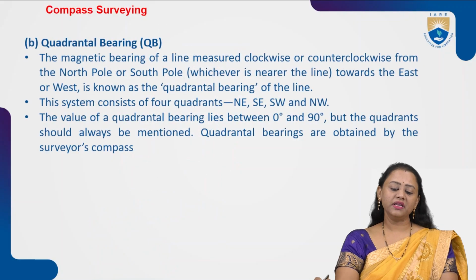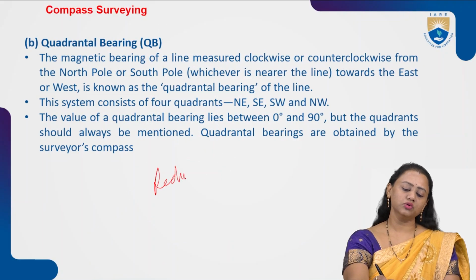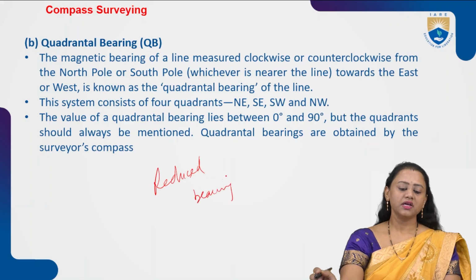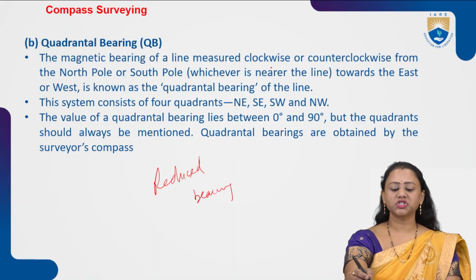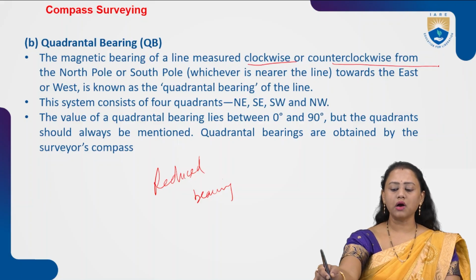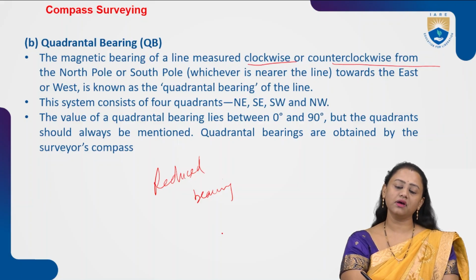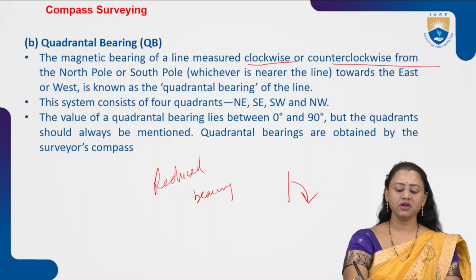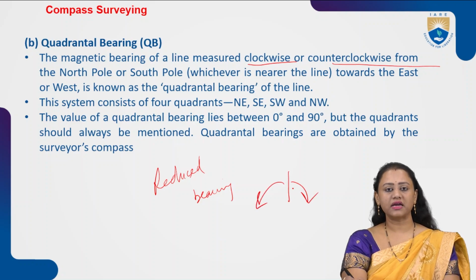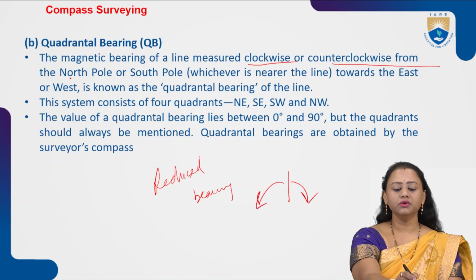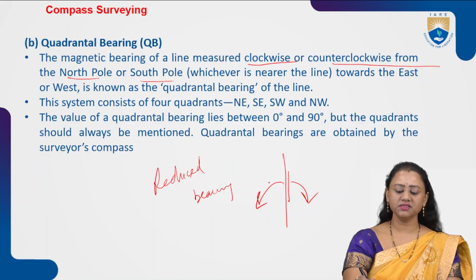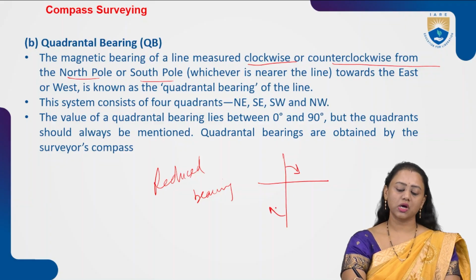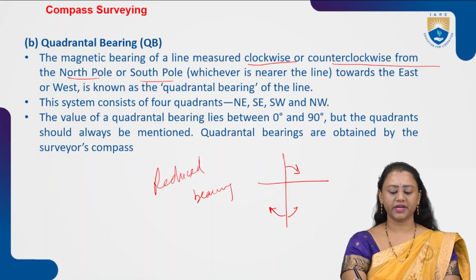So quadrantal bearing is also known as reduced bearing. The magnetic bearing of a line is measured clockwise or counterclockwise. So in this method, we can measure clockwise or counterclockwise, from the North Pole or the South Pole. That means you can measure from the North Pole as well as from the South Pole, in both directions.